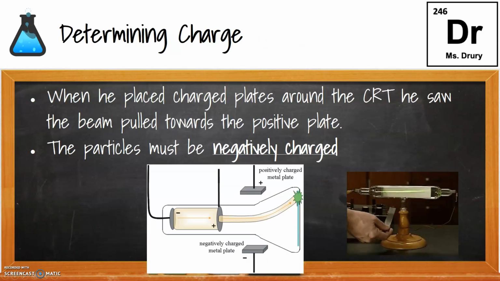When he placed charged plates around the CRT, or cathode ray tube, he saw the beam pulled towards a positive plate. That means the particles themselves must be negative, because even back then, he knew that opposites attract. If they're going towards a positive plate and away from a negative one, they themselves are negative. You can see a demonstration here of what the ray looked like. This person is putting a negative plate towards the ray, and it's going away from it, because the same charges repel. So that's proof that the ray is a negative ray.